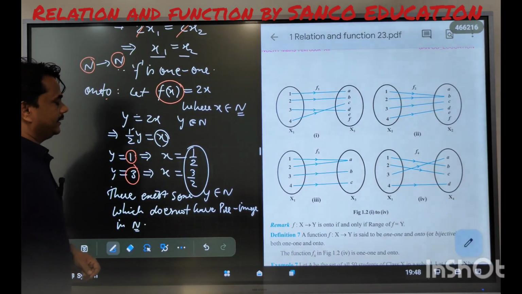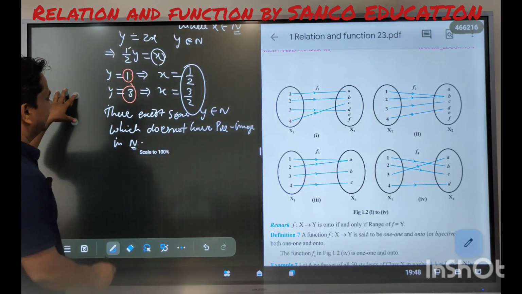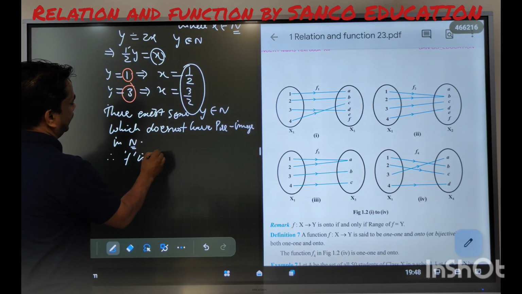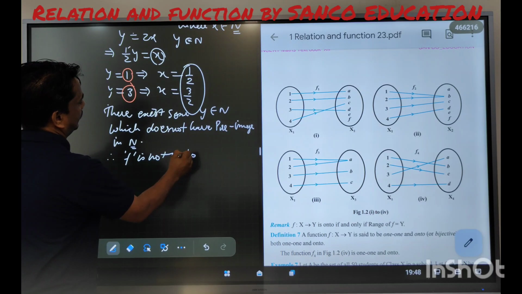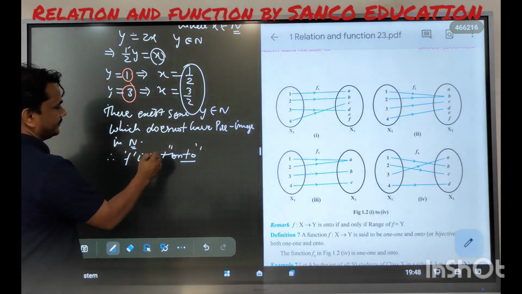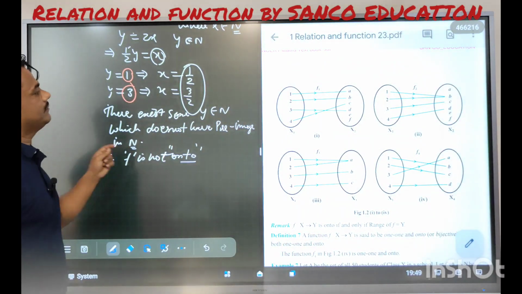In the set, what will you write here further? Therefore, f is not onto. F is not onto. Hence we have proved here that it is 1-1 but not onto.